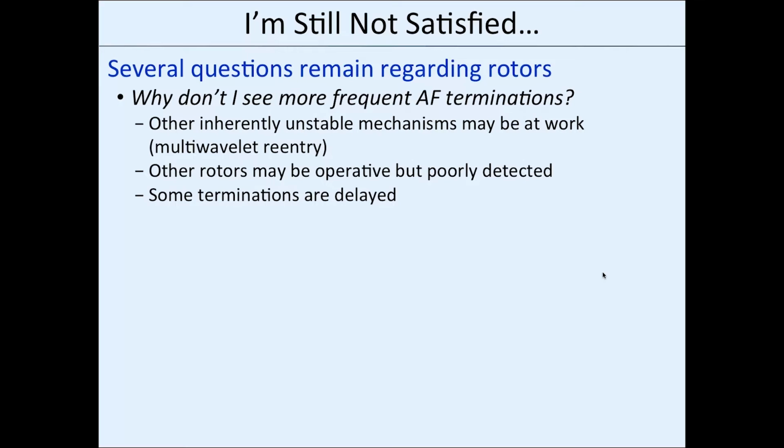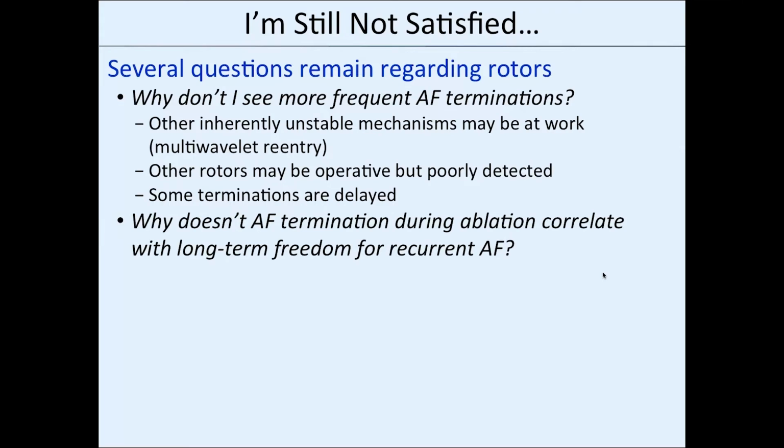If it's the 15th application or the third site you're going after, it's really hard to know if the termination that you're seeing right then and there was because of where you were ablating right at that moment or something that you were ablating 5, 10, 15 minutes earlier. Why doesn't atrial fibrillation termination during ablation correlate with long-term freedom from recurrent AF? We have not found that to be a good correlation. Others have not found that to be a good correlation. Some have found it. It makes sense that it should.